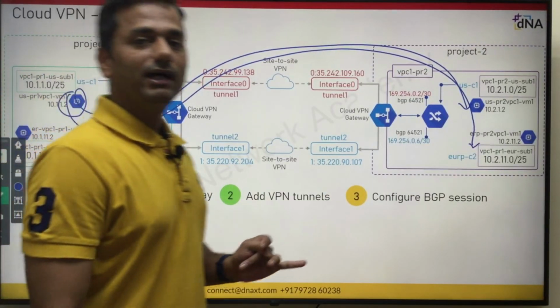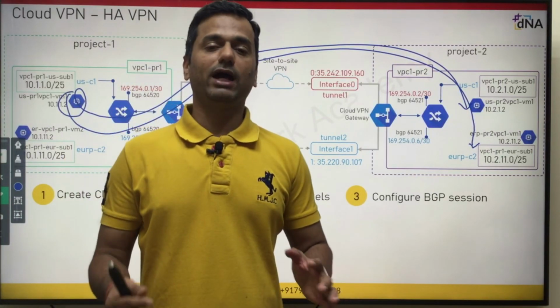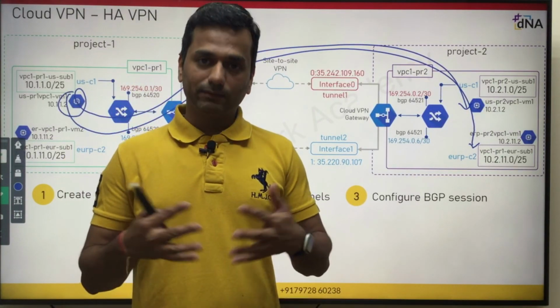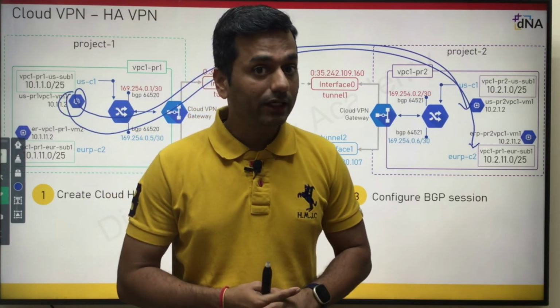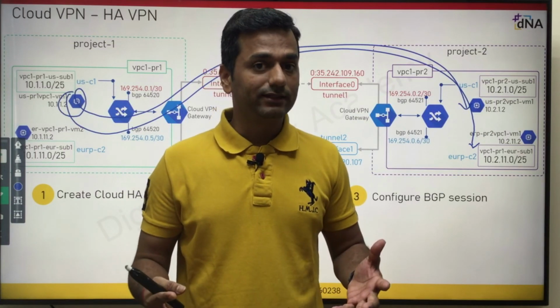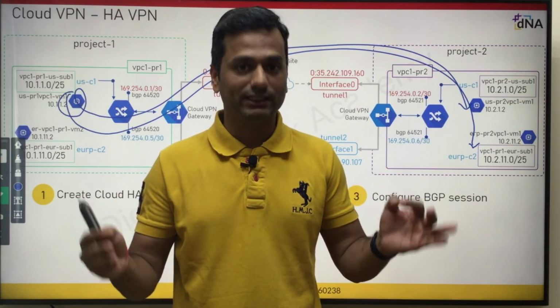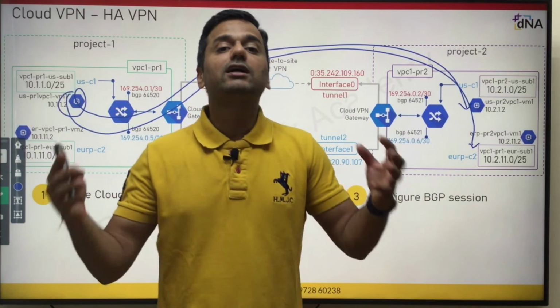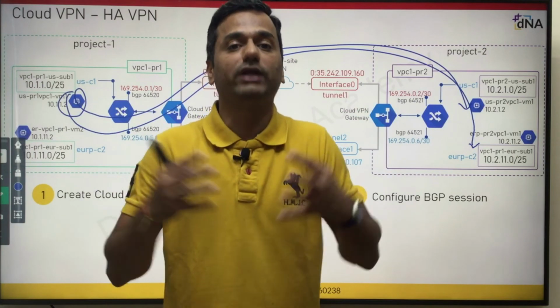Clear? This is how HA VPN works. It's simple. If you have two projects within the same organization, you can configure the HA VPN. But guys, if you have more than two VPCs, then we will have that scenario as well. So how do Cloud HA VPN and VPC peering work together?